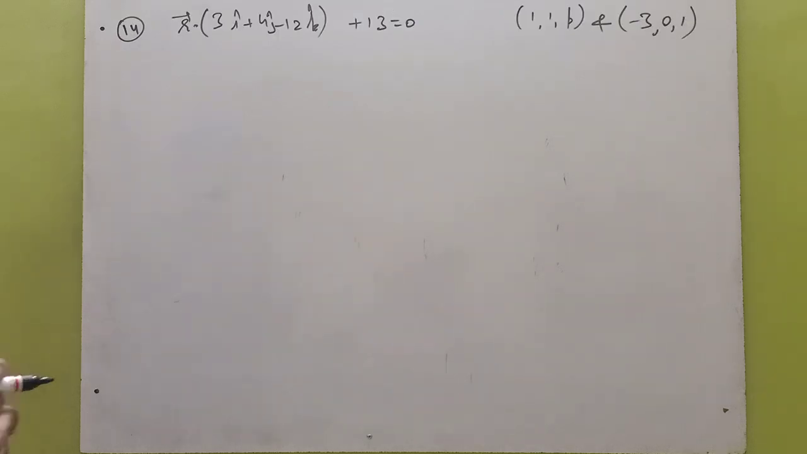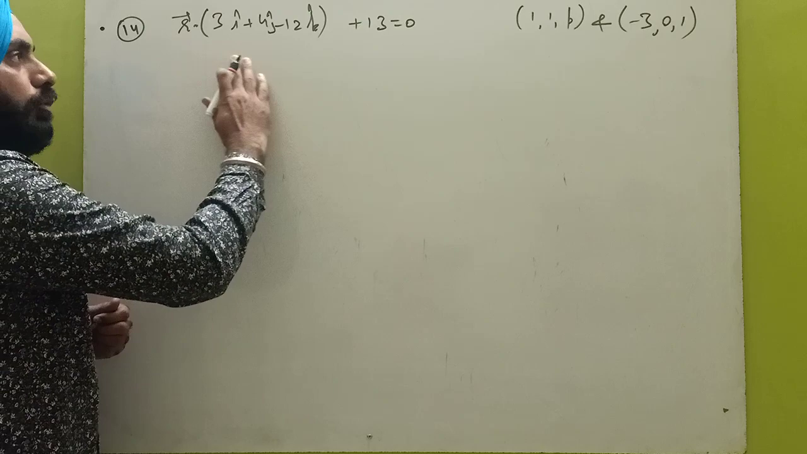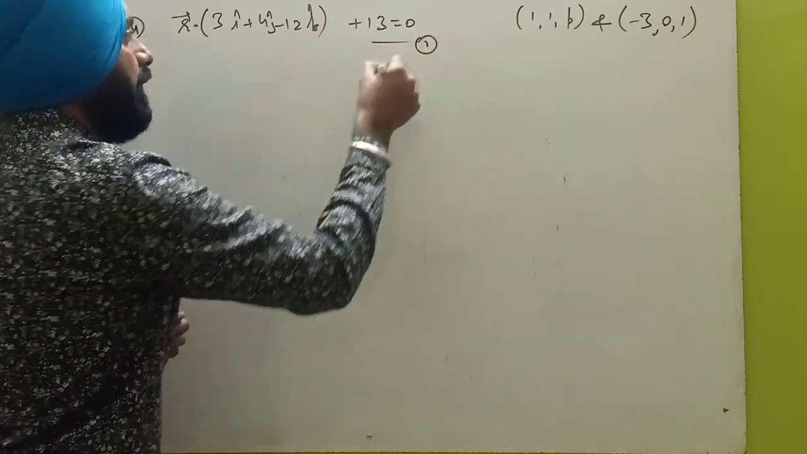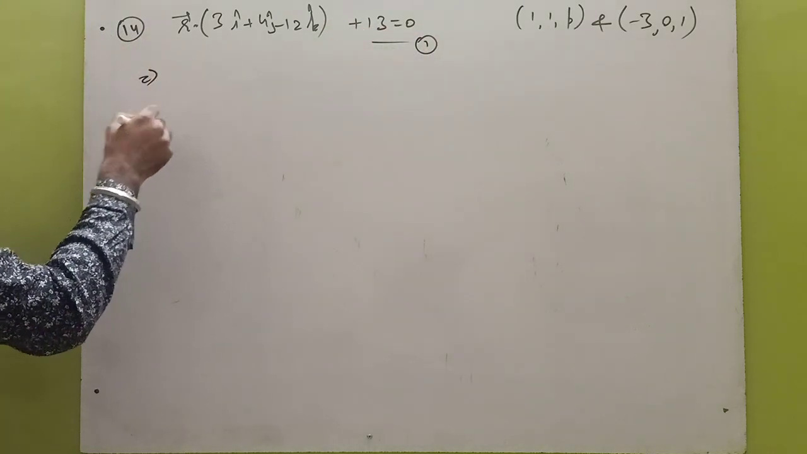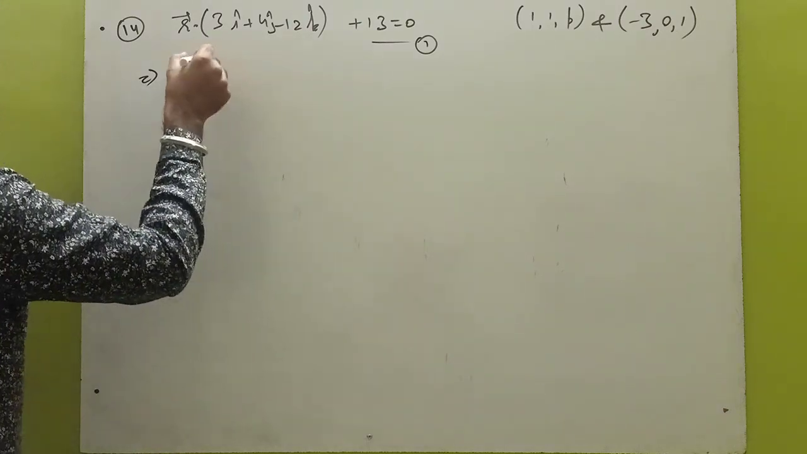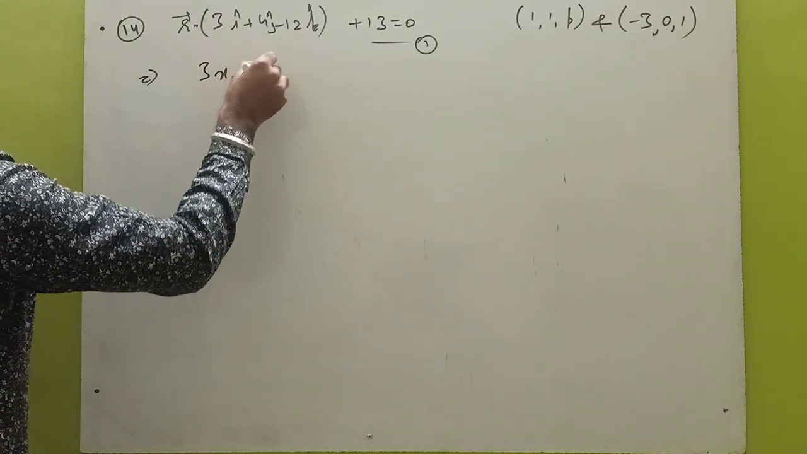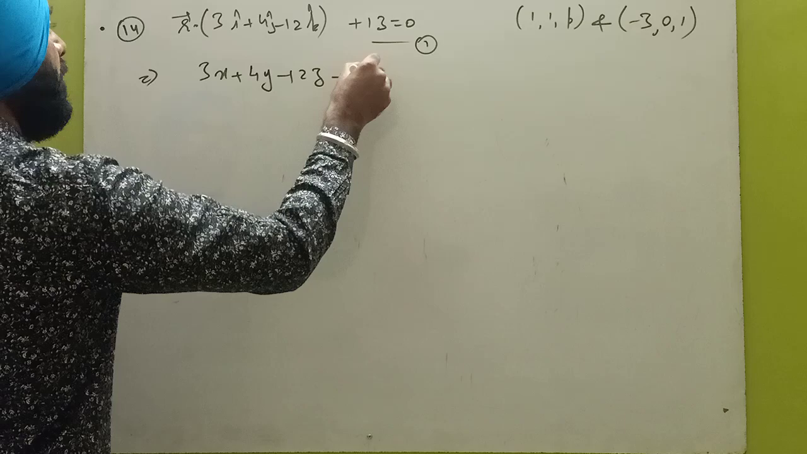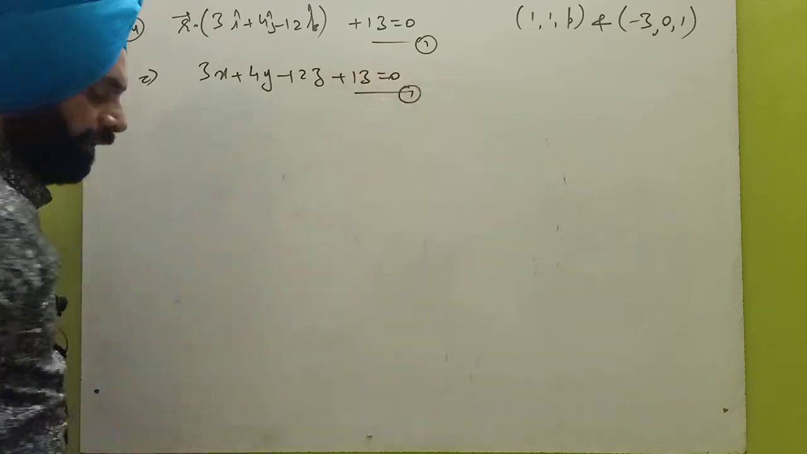Now question number 14 from miscellaneous exercise. Equation of one plane is given. Let us take this as number 1 equation and first of all convert this plane into the Cartesian form, which is equal to 3x plus 4y minus 12z plus 13 equal to 0. And let us take this as number 1 equation.